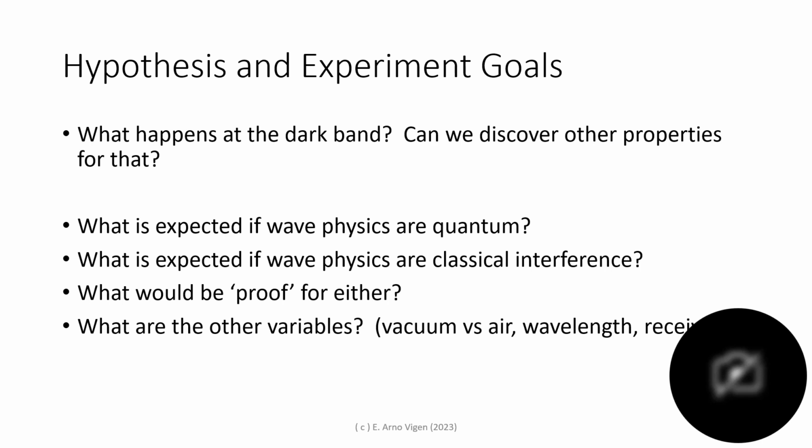So what happens in the dark marker? Can we discover other properties from that? What are we doing, and what is the difference in that? What is expected from wave physics? Are they quantum, or are they classical interference? And what would be the proof of either? Also, what are the other variables? Because we're actually trying to teach students both standard physics, quantum physics, and experiment to validate these theories.